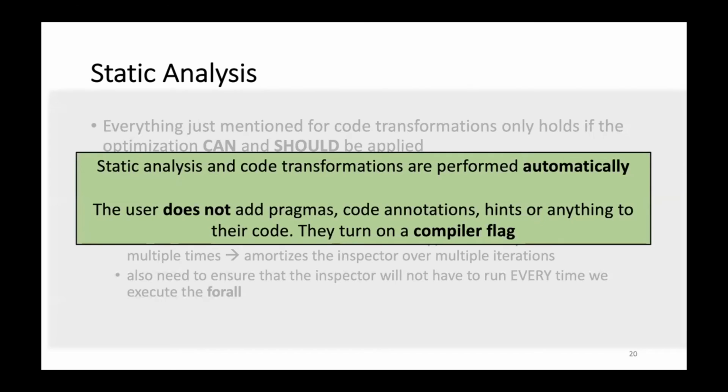Now, it's worth noting that I skipped over quite a bit of details about the stack analysis and the code transformations. I just don't have the time in this talk to go into them. But if you're interested in more of that, feel free to reach out. But the key thing to take away from here is that these are all performed automatically. So the user is not adding anything to their code. They're not doing pragmas or code annotations or any kind of hints. They simply are just turning on a compiler flag and everything else happens automatically.